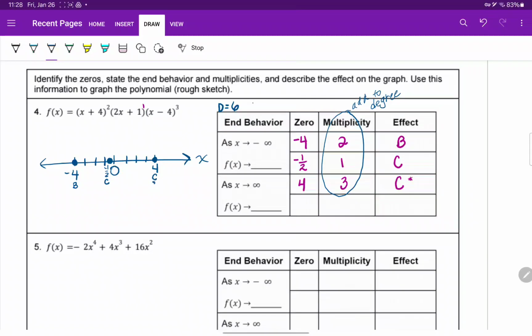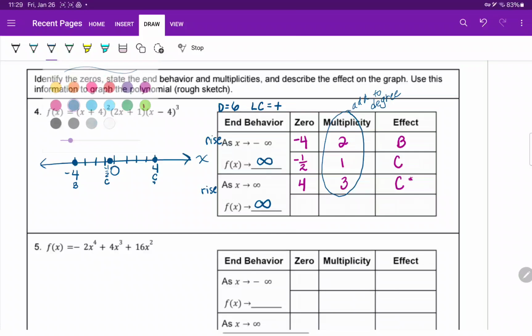Now the leading coefficient comes from all of these leading coefficients multiplied together. So 1x, 2x, 1x. A positive times a positive times a positive would make a positive leading coefficient. That means our graph should rise on the left and rise on the right, which means on the left, as x goes to negative infinity, our y values go to positive infinity, and the same thing on the right.